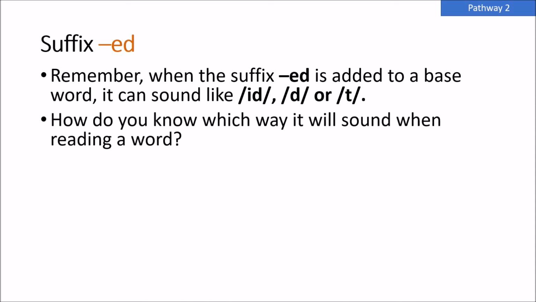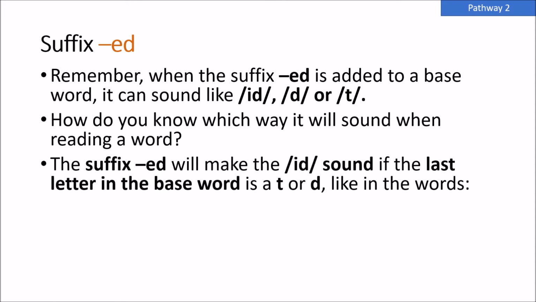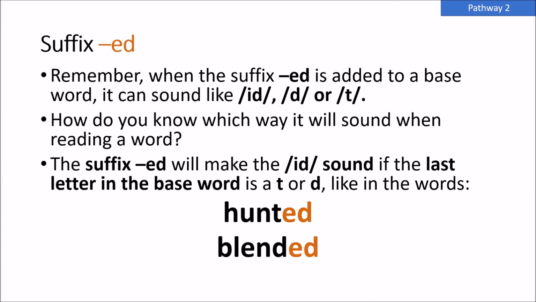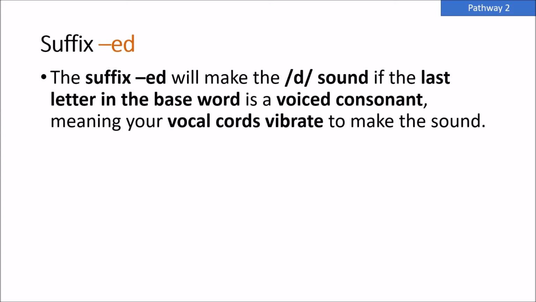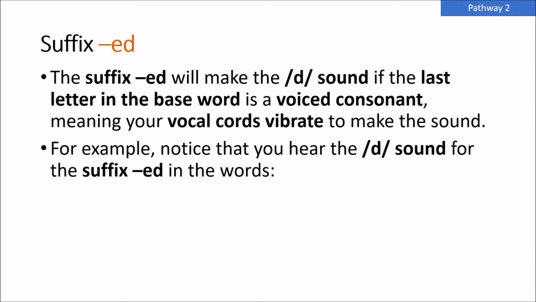How do you know which way it will sound when reading a word? The suffix ed will make the id sound if the last letter in the base word is a t or d, like in the words hunted and blended. The suffix ed will make the d sound if the last letter in the base word is a voiced consonant, meaning your vocal cords vibrate to make the sound. For example, notice that you hear the d sound for the suffix ed in the words skilled and smelled.